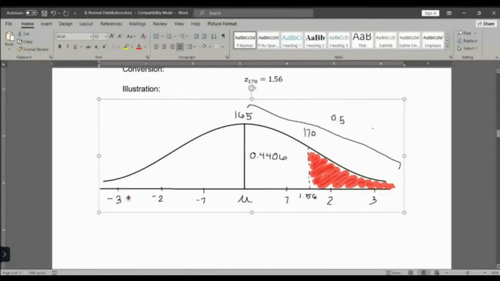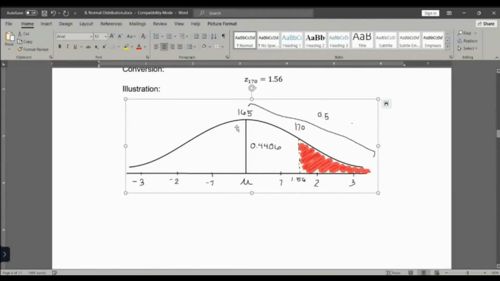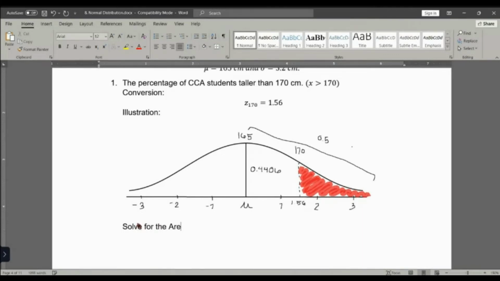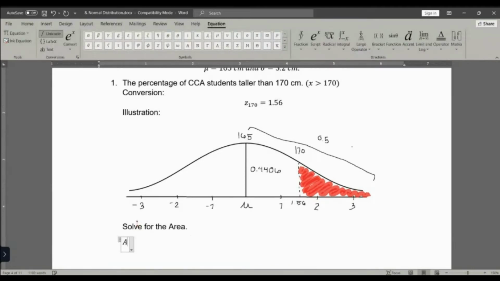Next step. We're done with the conversion. We're done with the illustration. We can now solve for the area. Solve for the area. Area ng shaded region, ha? Area ng shaded region. And symbol that is area of CSA students denoted by X who are taller than 170 centimeters.